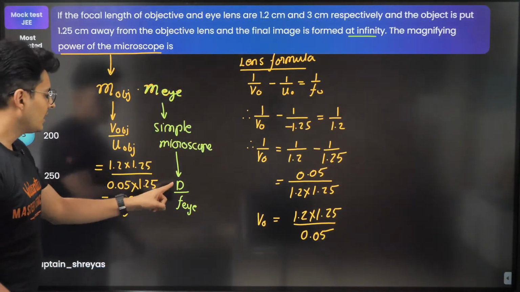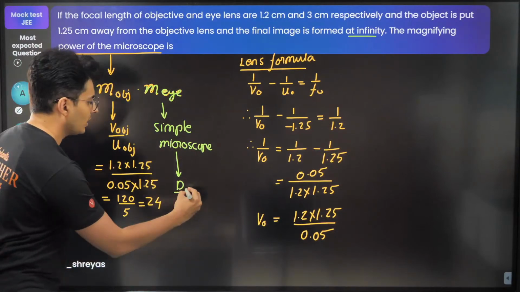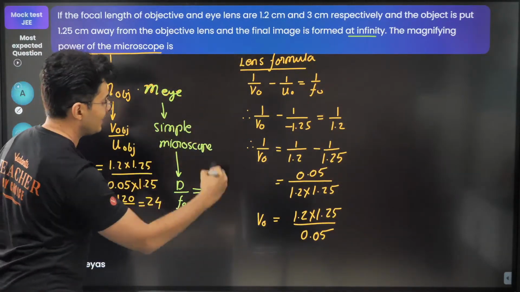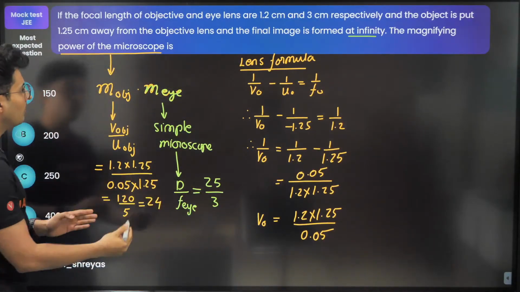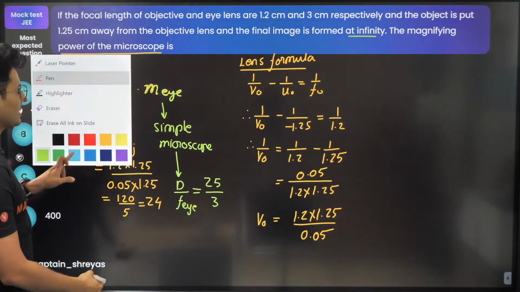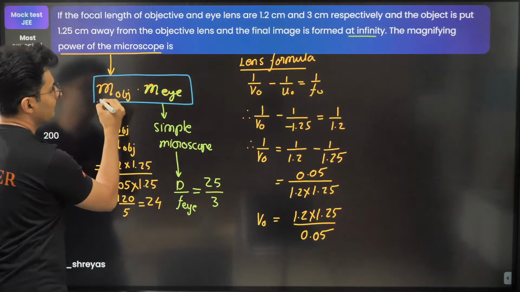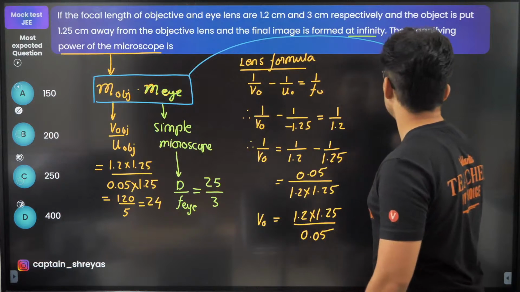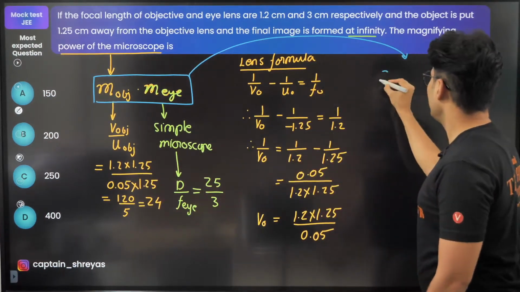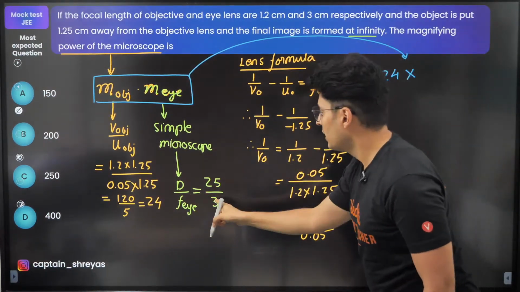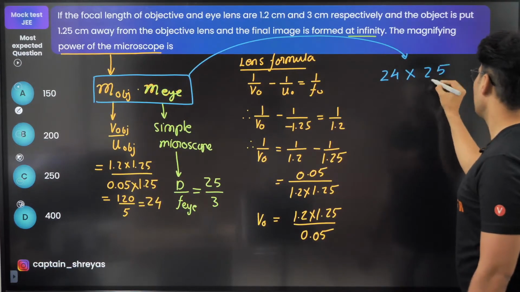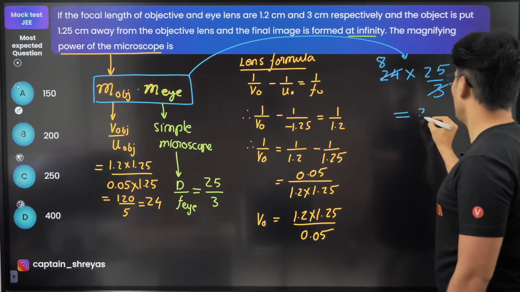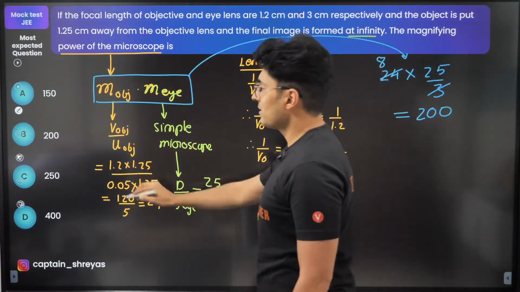This is just 24. And this one over here, the least distance of distinct vision, is 25. Focal length of the eyepiece is 3. I just need to multiply both of them. So what will the answer be? It will be 24 multiplied by 25 by 3. 3 goes with 24, 8 times. 25 into 8 is 200. So the answer will be 200.